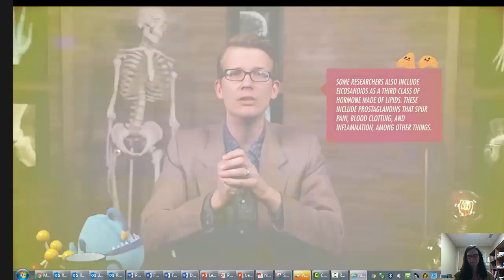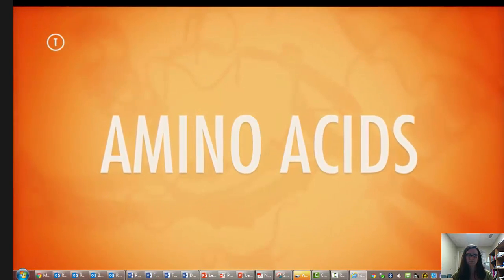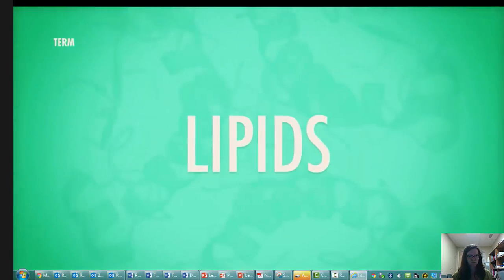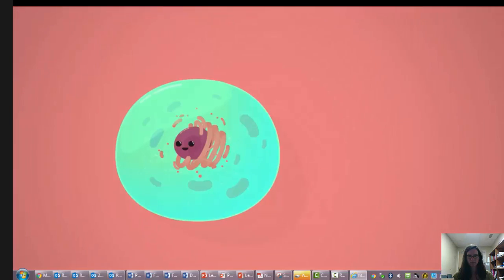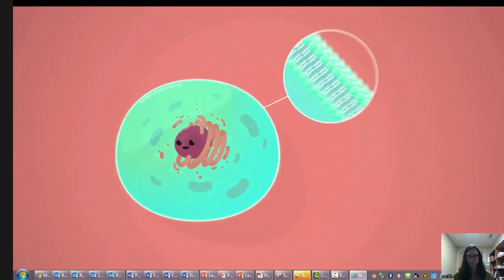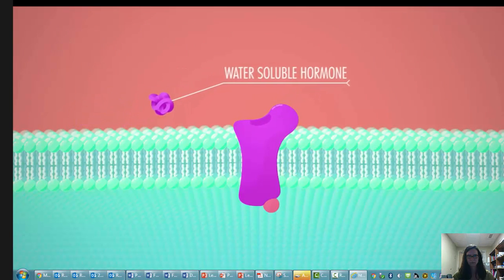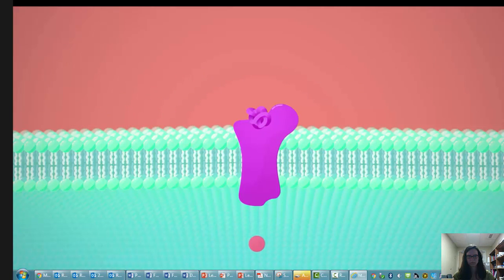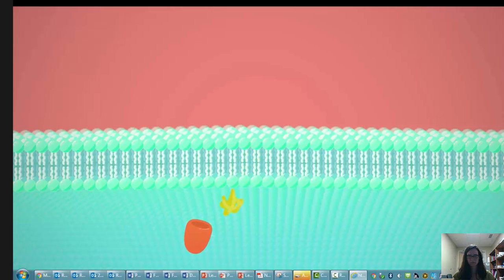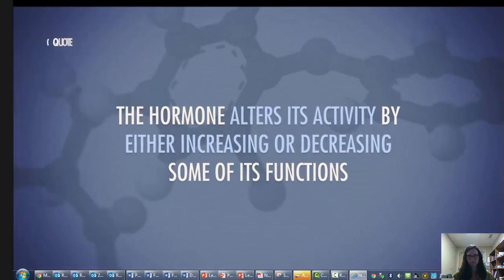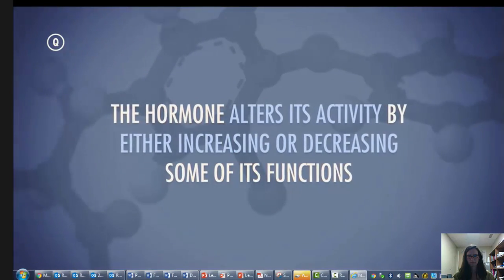Well, chemically, most hormones are either made of amino acids, including their more complex structures like peptides or proteins, or they're derived from lipids like cholesterol. And this is key because a hormone's chemical structure determines if it's water-soluble, like most amino acid-based ones are, or lipid-soluble, like steroids are. Solubility is important because your cell membranes are made of lipids. That means that water-soluble ones can't get across them, so target cells for those kinds of hormones have receptors on the outside of their membranes. Lipid-soluble hormones, on the other hand, can just basically glide right through that cell membrane, so their receptor sites are inside the target cells. Either way, when a target cell is activated, the hormone alters its activity by either increasing or decreasing some of its functions, usually with the goal of maintaining your body's homeostasis in one way or another.